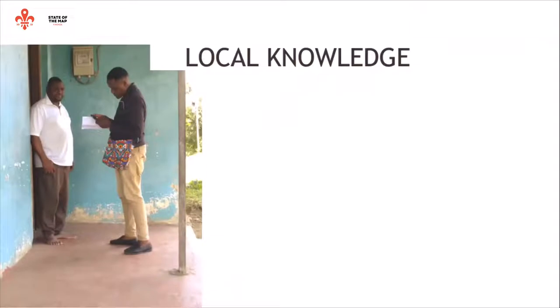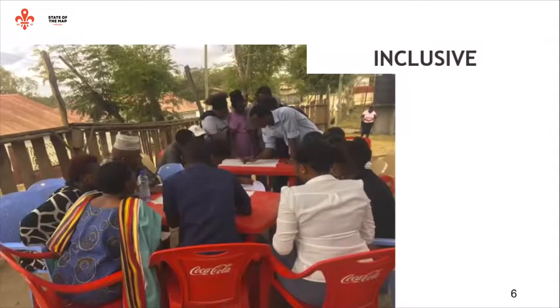The local people with the local knowledge are like our north directions. They always give us the information we need to make this free and editable map of the world. A surveyor goes around and asks questions and fills in the information, then later on we transform the information into data, which is going to be used as a tool for decision making. The whole process is inclusive.